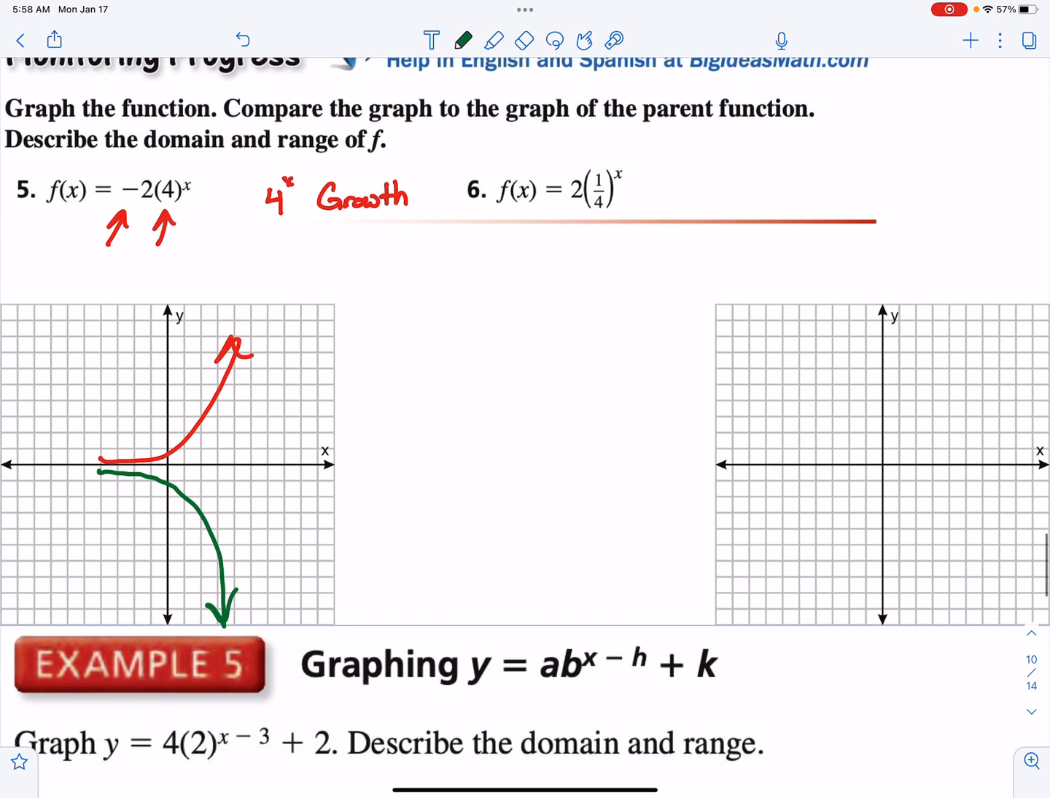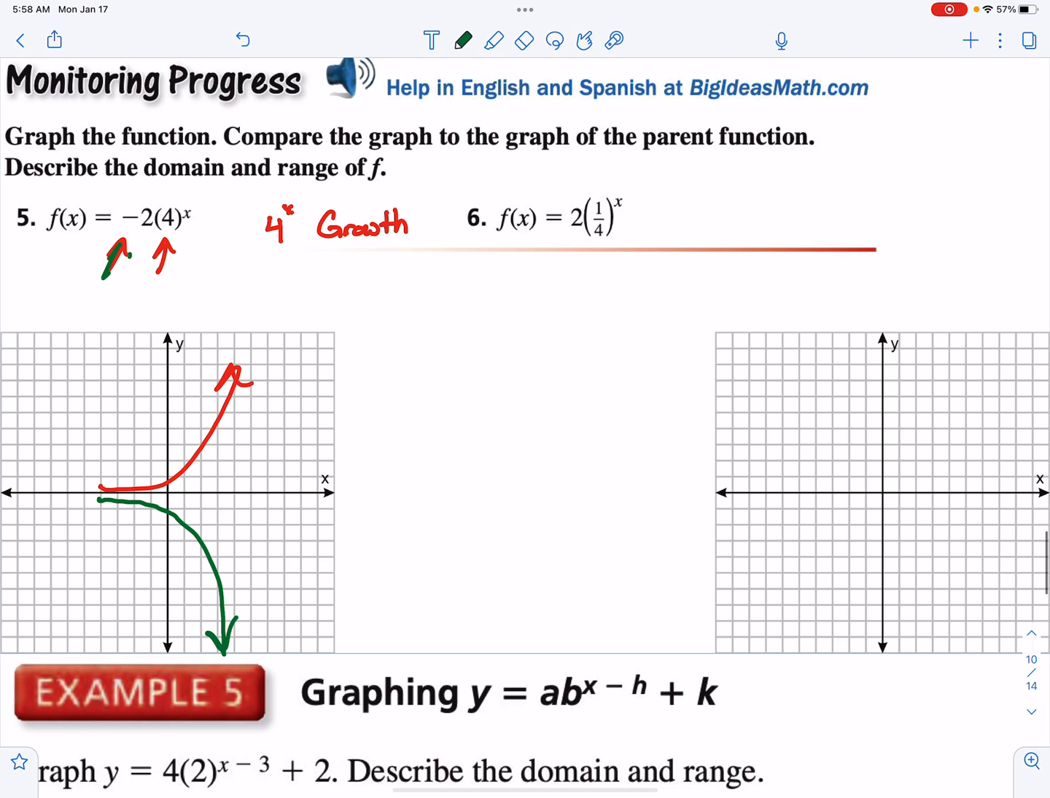So when I go to do this and talk about it in class later for the test, we're going to have an x reflection, and then we're going to say it's stretched by a factor of 2. And again, it was a growth. This one is going to be a decay.